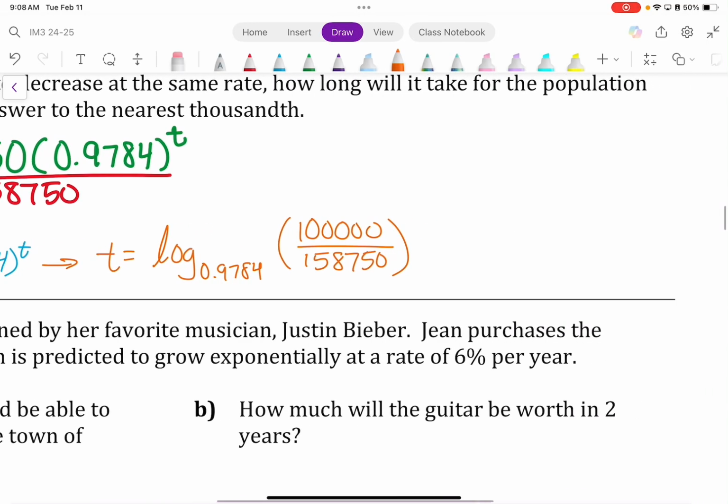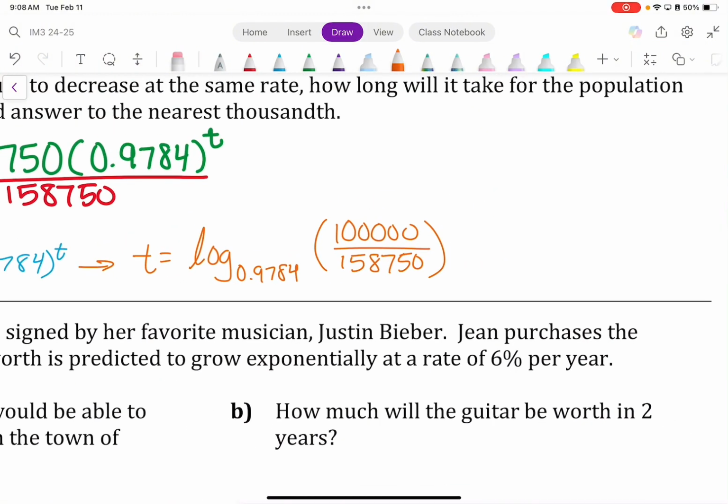This is what you're plugging into your calculator, this stuff here in orange. So on your calculator, you're going to hit the math key and scroll up until you see the option for log base. Everything else from that should be pretty straightforward. Math key, arrows up until you see log base, enter. The small box is 0.9784.